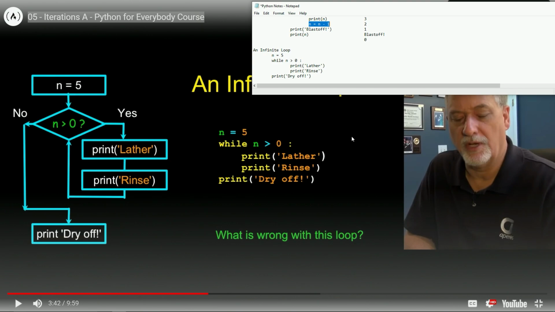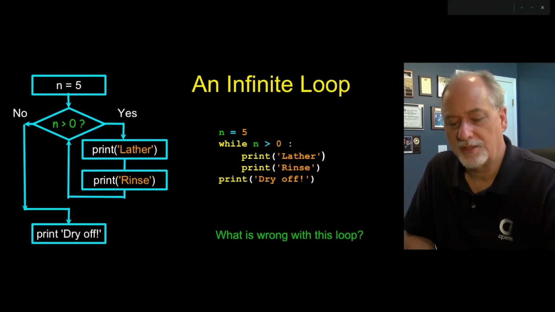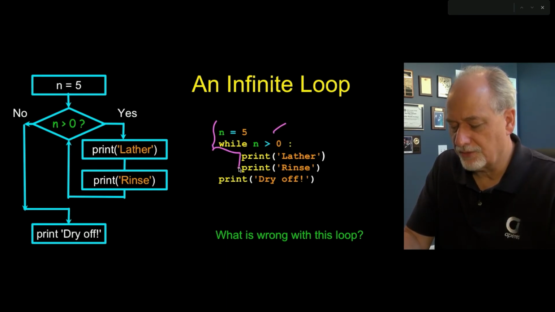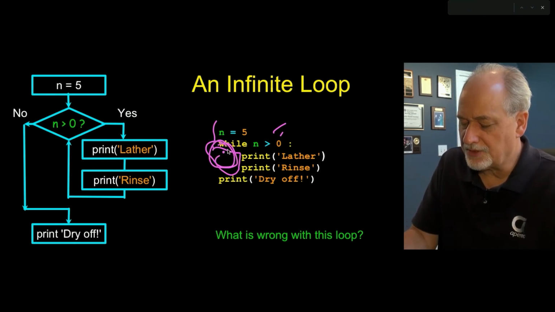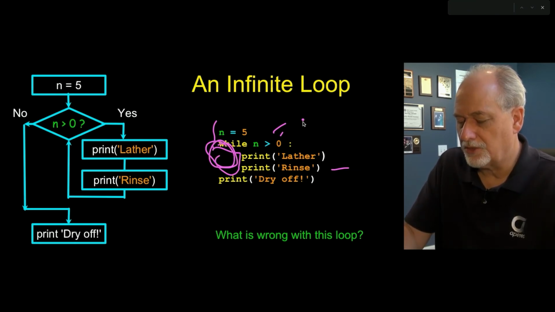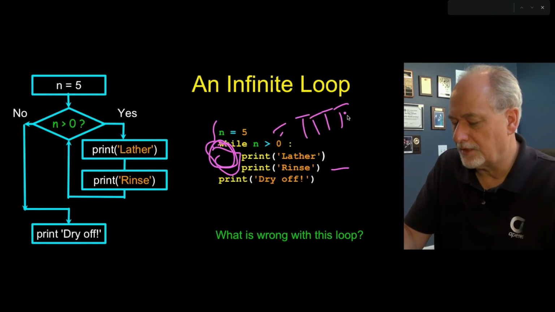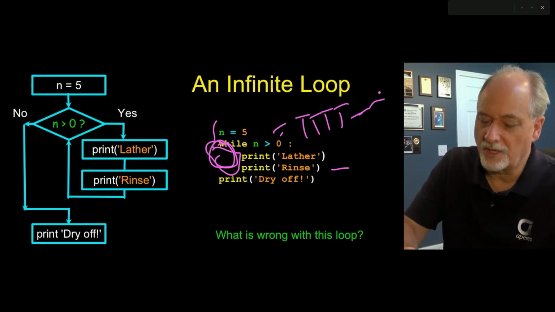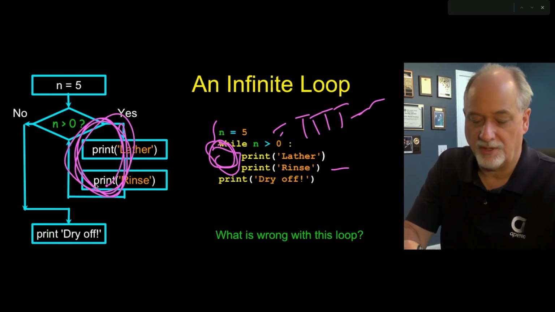Let's hear it directly from Dr. Charles Severance himself. If we take a look at this, we start with n equals 5, and this is greater than 0, so it's true, so it runs, and then it runs again, and n is still greater than 0. Because we're not changing n, this is going to be true, true, true, true, forever. And so this is an infinite loop. It's just going to run until your computer runs out of battery, or you hit the button.